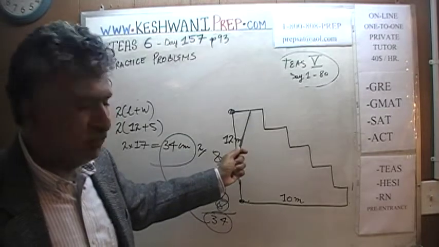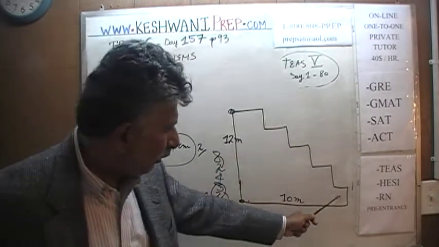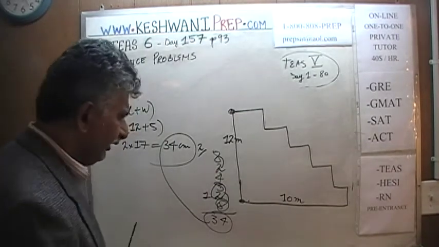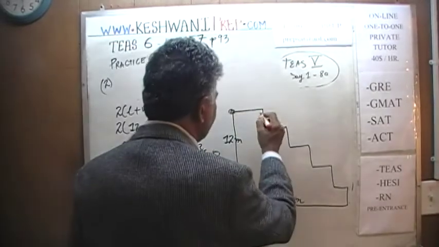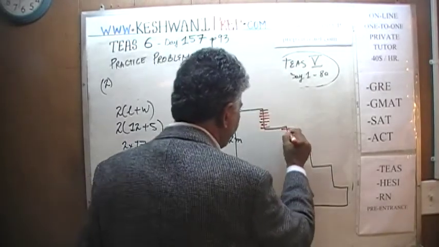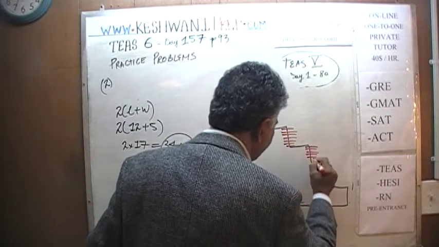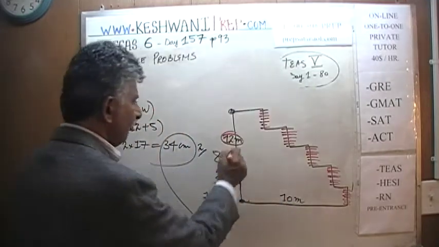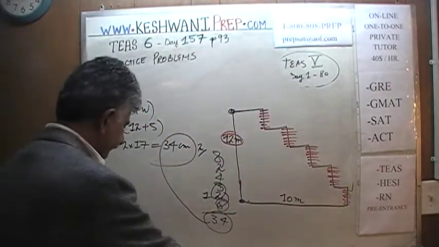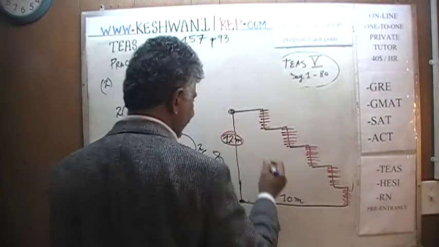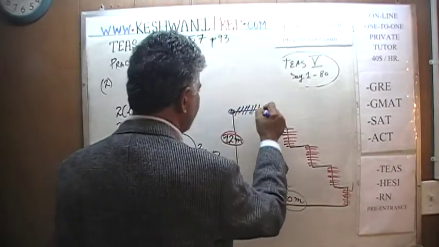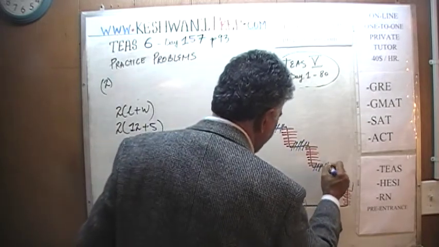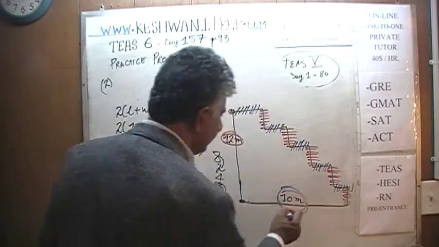Instead of wasting your time to calculate the missing chunks and then adding up all the different chunks here, which is a sheer waste of time, what we need to understand is this. The vertical distance, let's do the vertical distance. This distance from here to here, and then from here to here, and so on, has to add up to 12. Similarly, the horizontal distances, this chunk right here, this chunk, and this chunk, they all have to add up to 10.